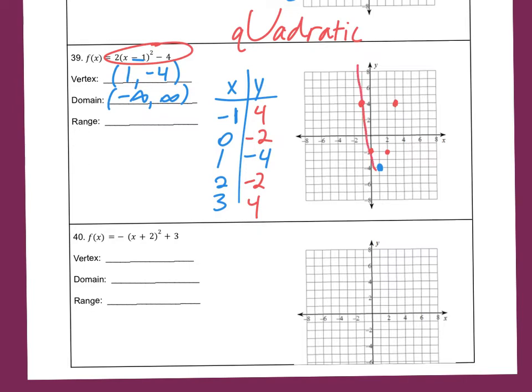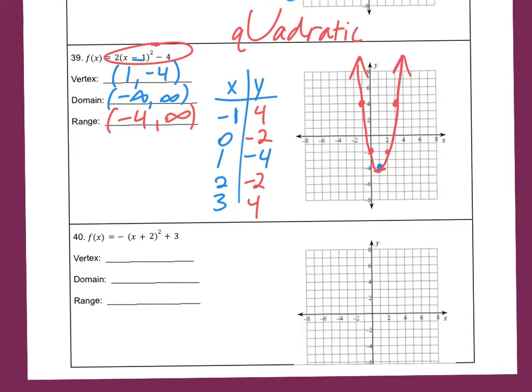Make it look like a U, not a V. And what's my range going to be, bottom to top? Looks like I'm starting at -4, and I'm going up to infinity. Okay, we'll go ahead and try the next one now.